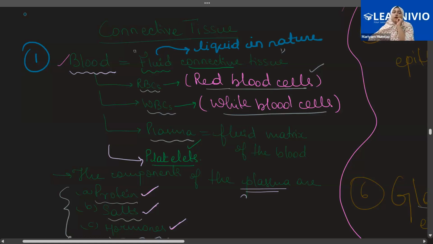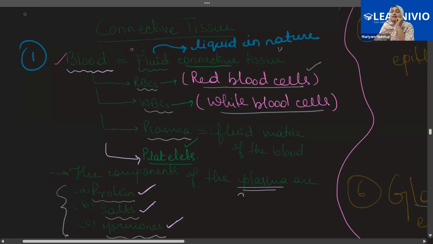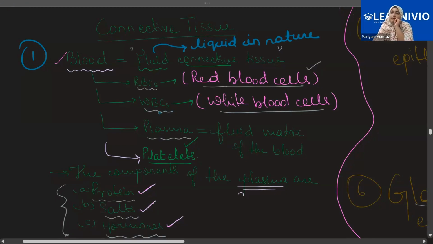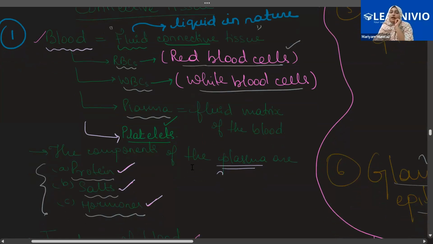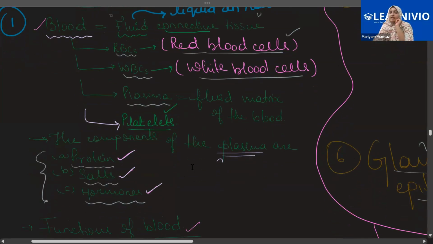Now the blood has certain components. Talking about the components of the blood, there is RBC, which is known as red blood cells. There are WBCs, known as white blood cells. Then there is the plasma, which is the fluid matrix. Just like how our cell has cytoplasm, our blood has plasma, which is the fluid matrix of the blood. Apart from plasma, there are also platelets. What is present in the plasma? Proteins, salts, and hormones are all found in the plasma of our blood.